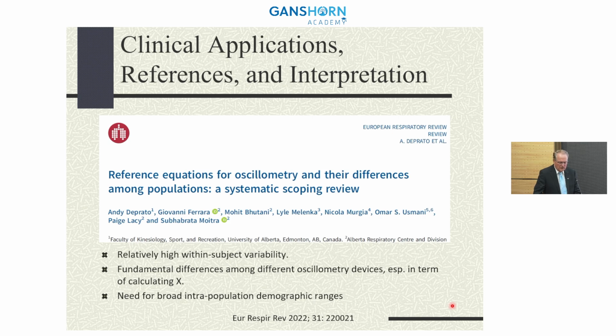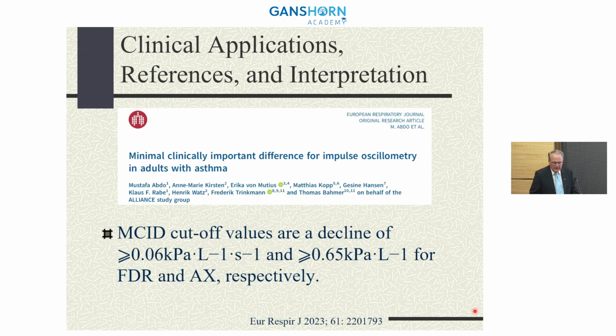But essentially, they also called out for the scientific community for the need for a broader interpopulation demographic review, and GLI is currently collecting data related to oscillometry and what is normal or abnormal. So there continues to be improvement in our scientific knowledge of not only the uses, but what we call abnormal or normal, and what we call a minimal clinically significant difference.